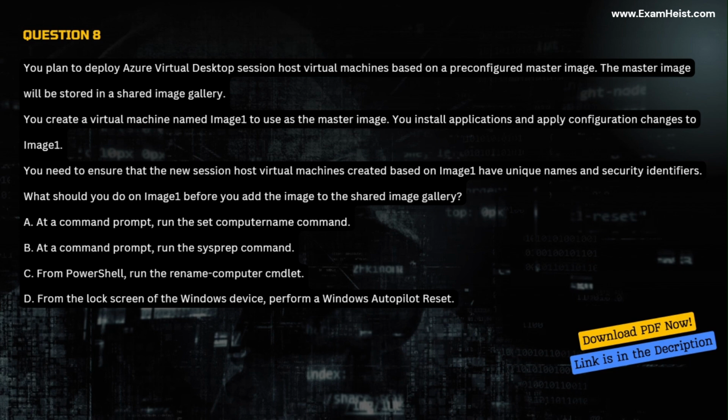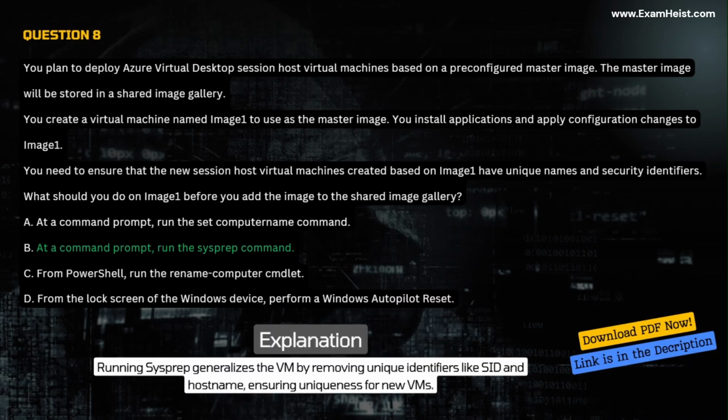A. At a command prompt, run the set computer name command. B. At a command prompt, run the sysprep command. C. From PowerShell, run the rename computer command. D. From the lock screen of the Windows device, perform a Windows Autopilot reset. Correct answer B. At a command prompt, run the sysprep command. Explanation: running sysprep generalizes the VM by removing unique identifiers like SID and hostname, ensuring uniqueness for new VMs.